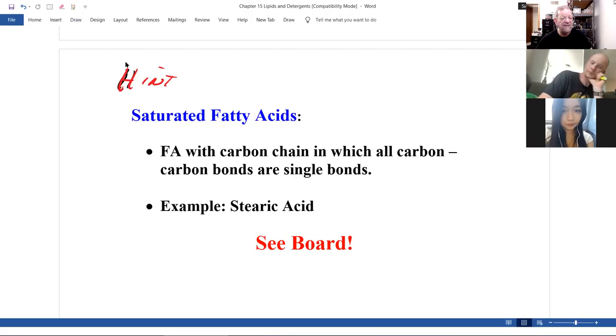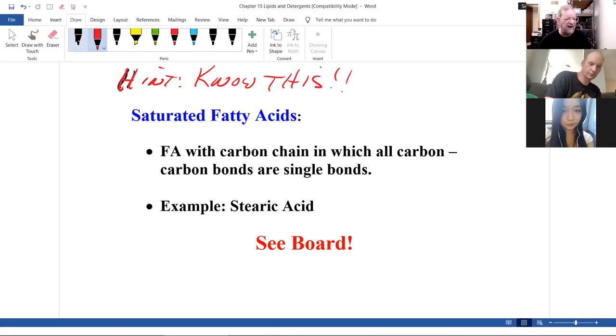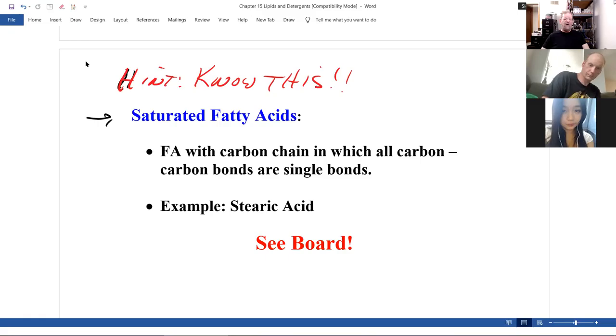Now, there's two types of fatty acid. The first type of fatty acid, or one you should know, is a saturated fatty acid. Oh, I know what saturated means. Remember saturated hydrocarbons? Hydrocarbons with only carbon-carbon single bonds?